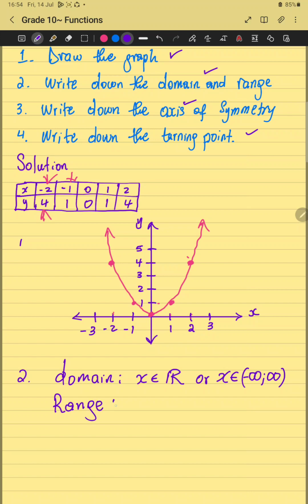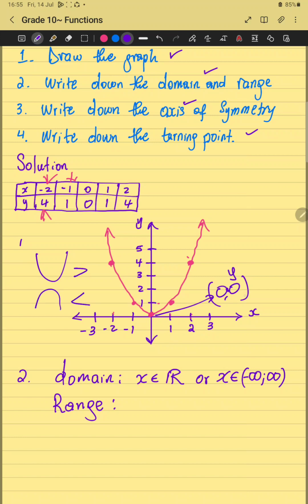what do we do? In a range, we look at the value of y where the graph tends. Our graph here tends at 0. So y there is 0. And also we're looking at the shape. Is it going up or is it going down? If it is going up, it's going to be greater. If it is going down, it's going to be less.